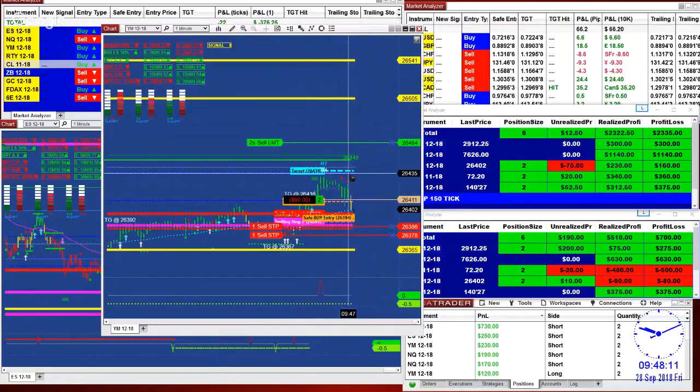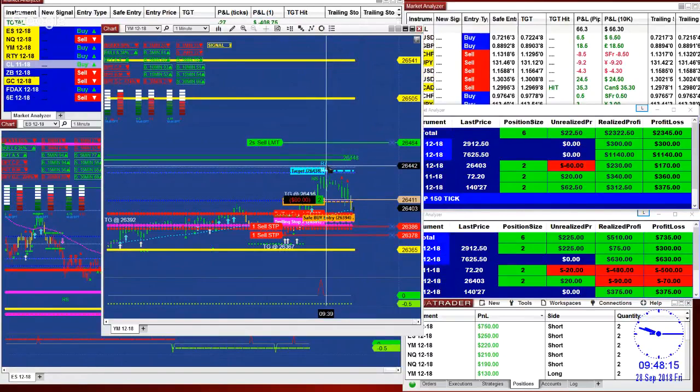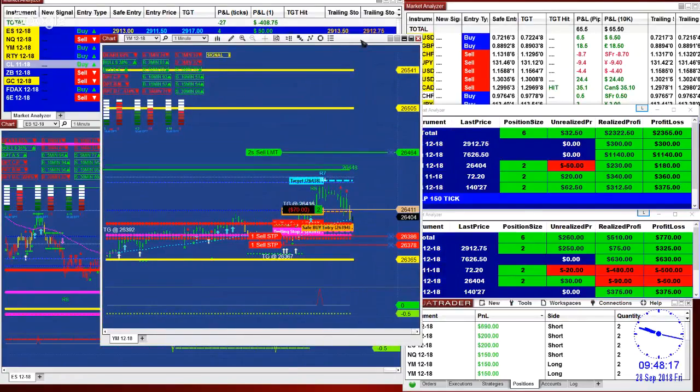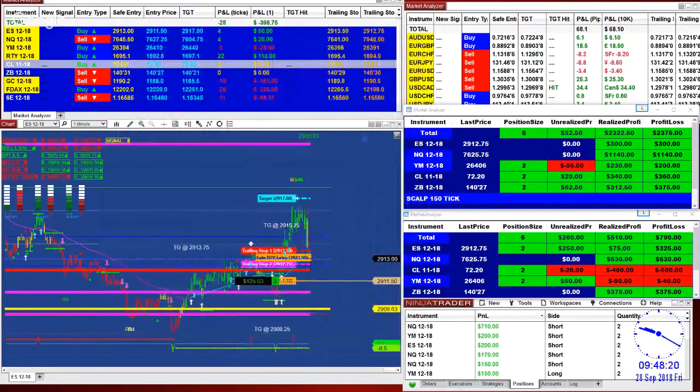Because sometimes when we hit the target, the market might steam for another 30, 40 ticks. Not all the time, sometimes. But most of the time, once it hits the target, there is not much to do.